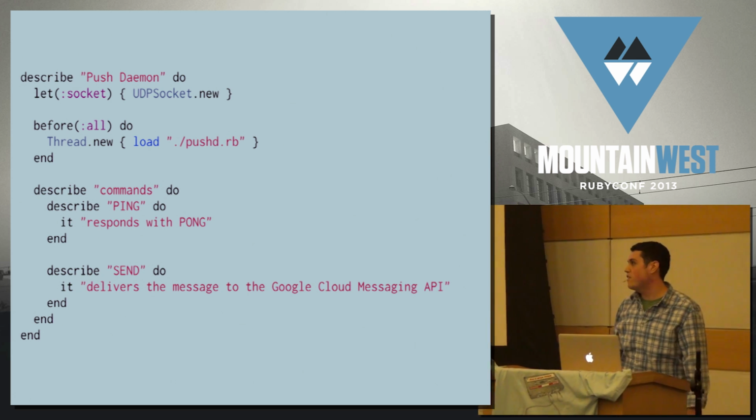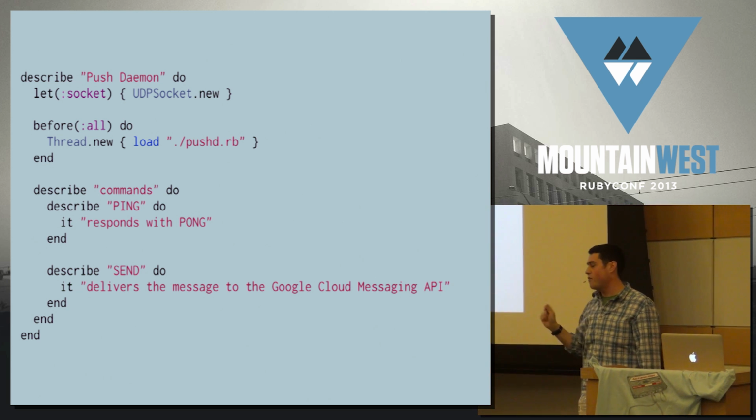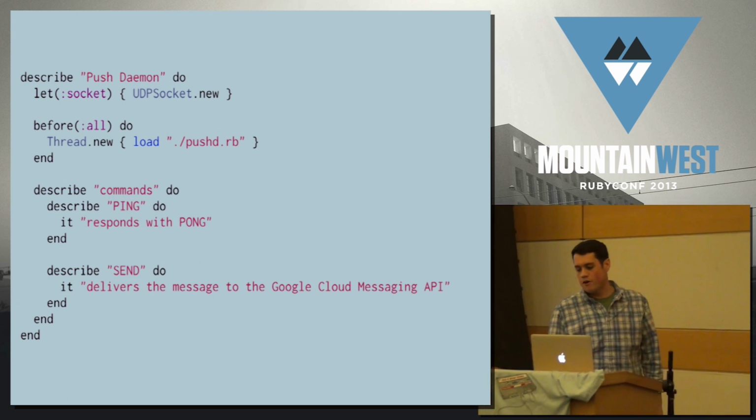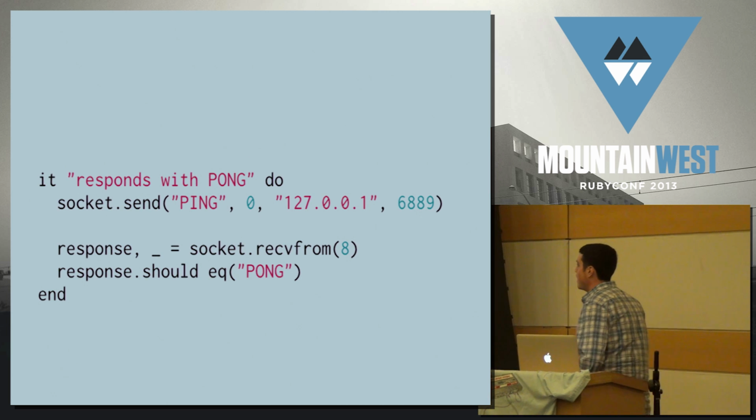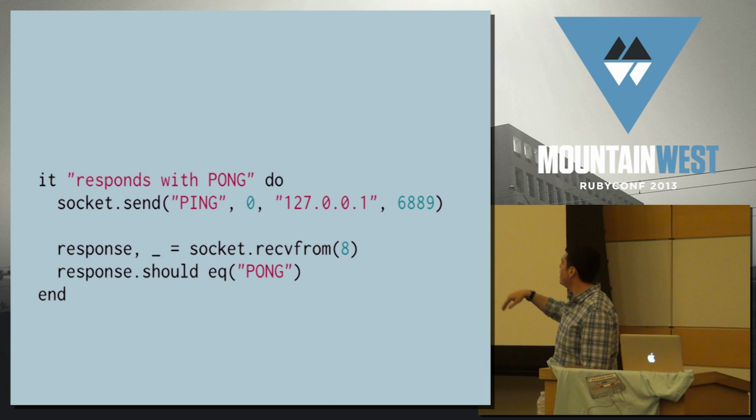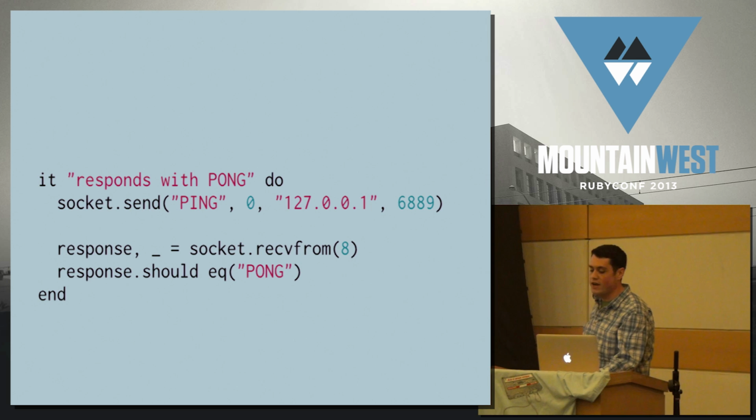Now, we could fork a process instead of using a thread, but we're going to use a thread here because we're in the same process as the thing that we're testing, which means we can mock the Google API, for instance. So here's the first test. This is the same thing we did with netcat. Instead of using netcat, we're going to use Ruby. So we're going to say socket send ping, and then we're going to assert that the response should be pong. Same thing we did with our eyes, but now we're automating it.